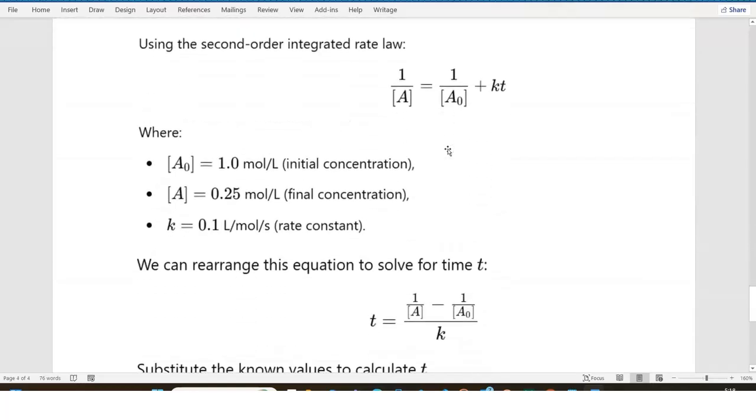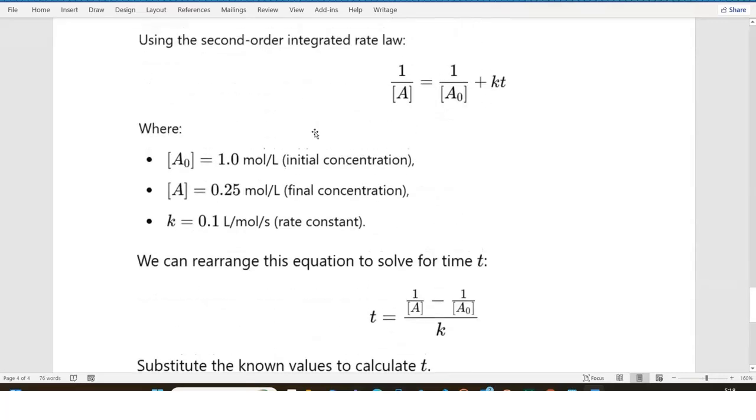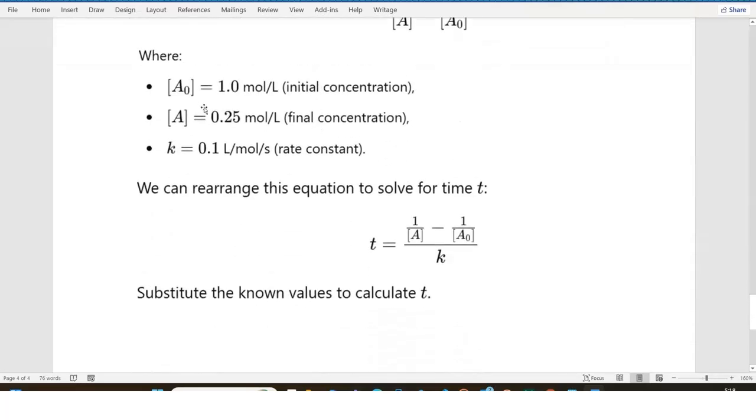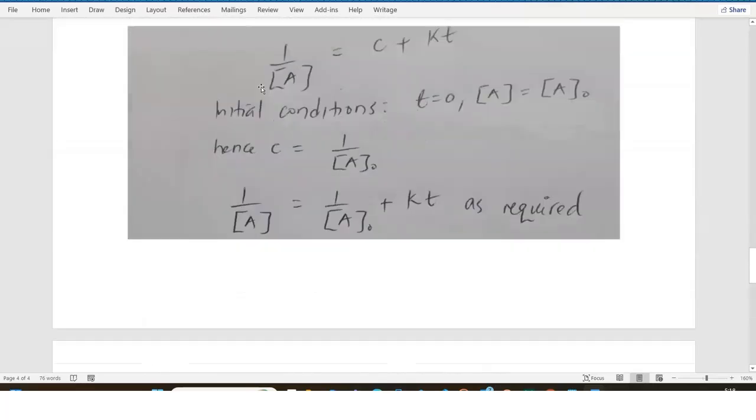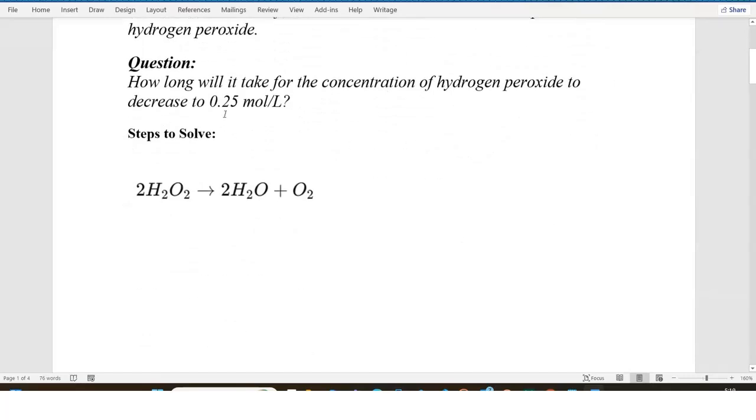So what does that mean? Now, having obtained our law, we know that these values are given to us from the scenario. We are given, from the statement in the question, that originally the concentration or the molarity of hydrogen peroxide is 1.0, then the rate constant is 0.1, and then we want to determine the time for which the concentration will have gone to 0.25 moles per liter.